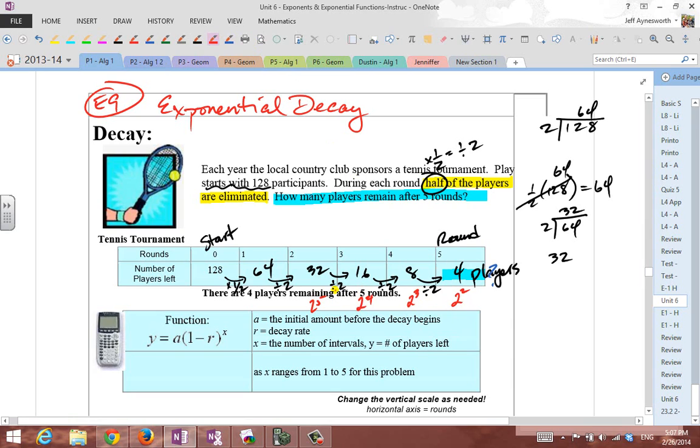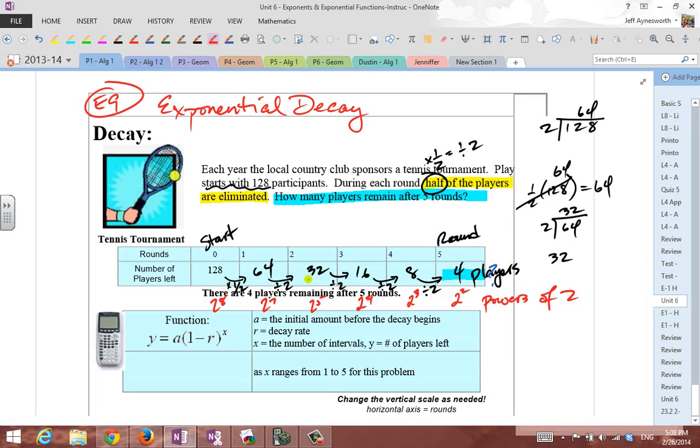We know this because we've talked about powers of 2 so much. All right, 64, 2 to the 7th, and 128, 2 to the 8th. Look at the pattern there. So we can figure out what's going on here. What we want to do is figure out what can we do to 128 to get to the number of players, given the number of rounds.